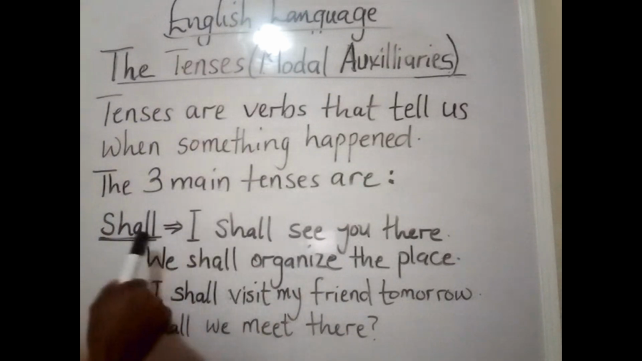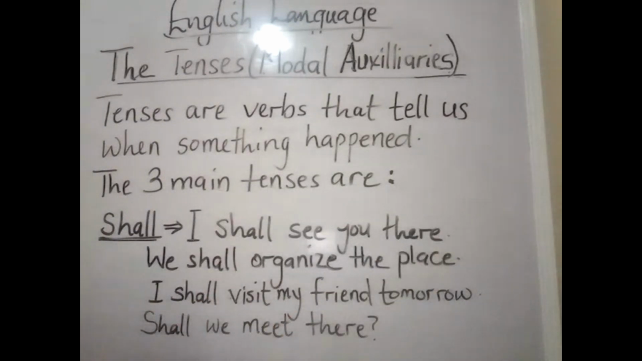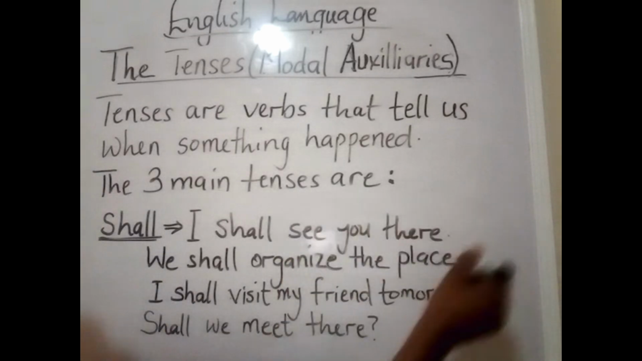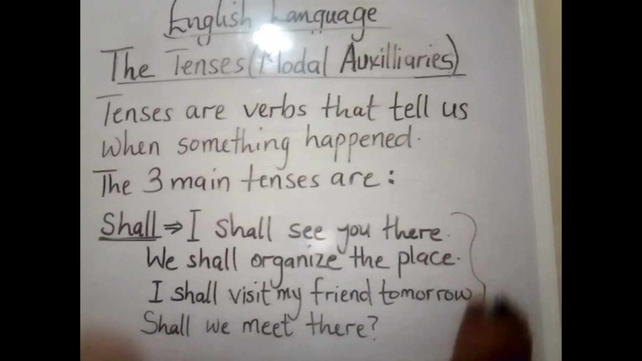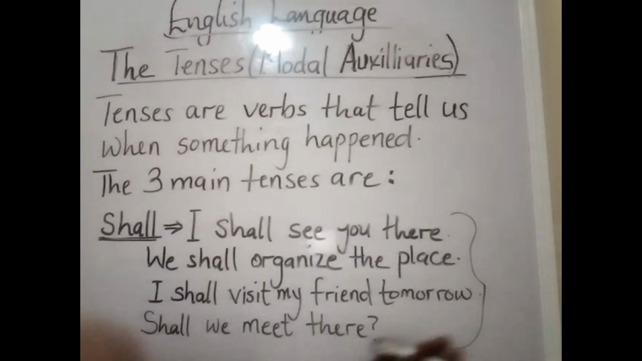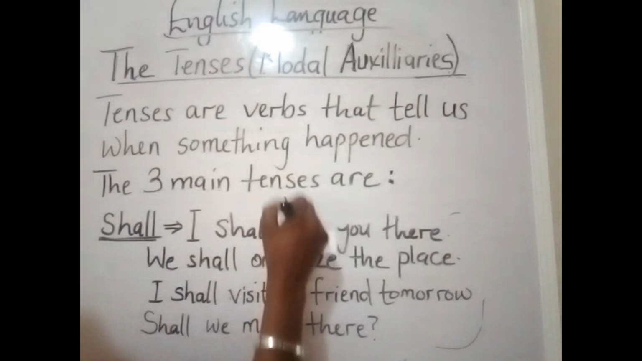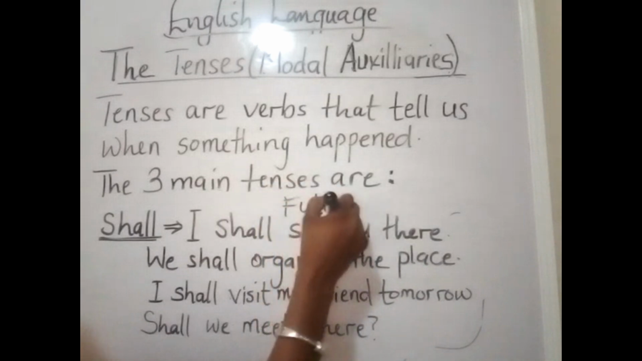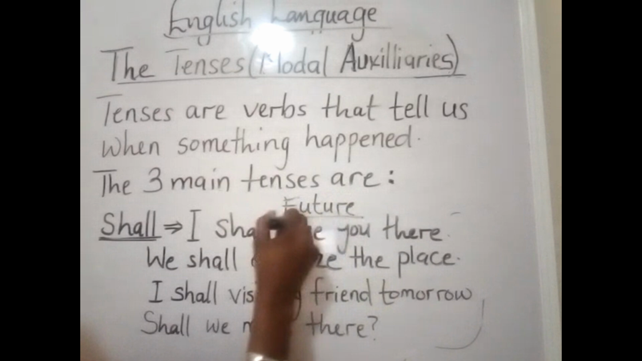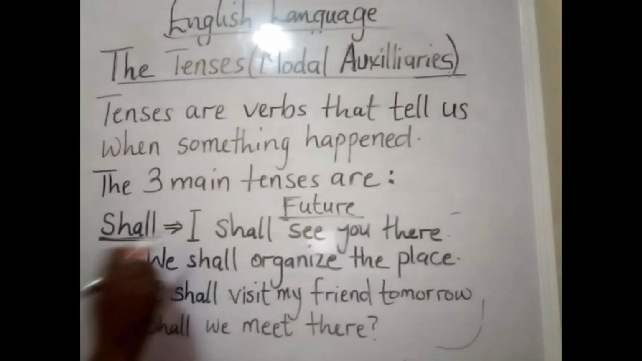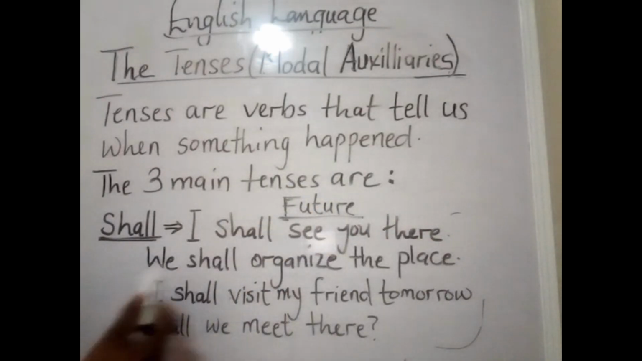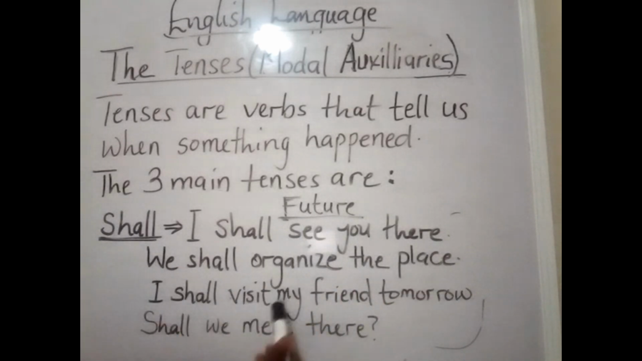So examples here are: I shall see you there. Now let me put it here, future. These are all events in the future. I shall see you there. We shall organize the place. I shall visit my friend tomorrow. And shall we meet there?